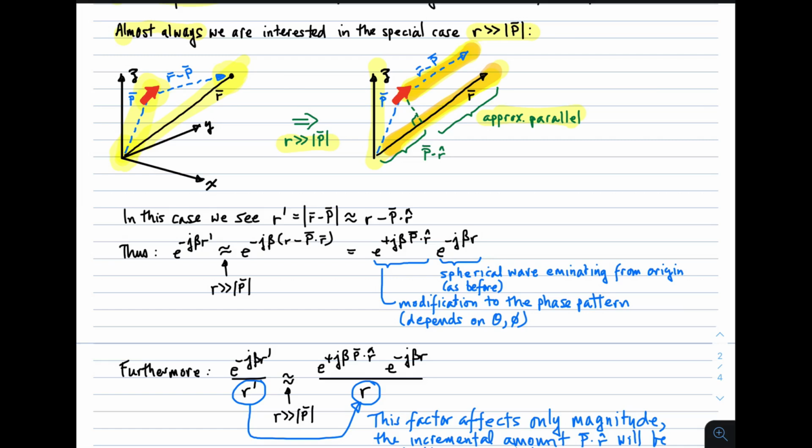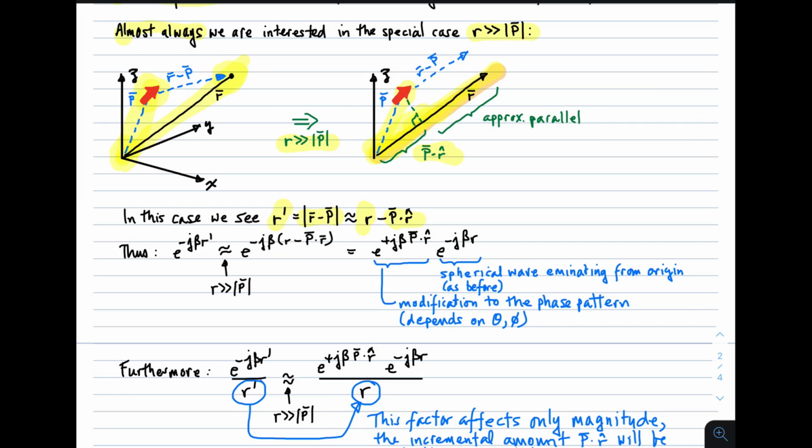And in that case, we have a simple geometry problem where the distance is really just this distance here minus this distance, which is a projected distance. Specifically, it's a dot product of the position vector to the source with r hat. So in other words, we see that r prime, which is exactly the magnitude of r minus p, is approximately equal to this distance, r, minus the projected distance, p dot r hat.